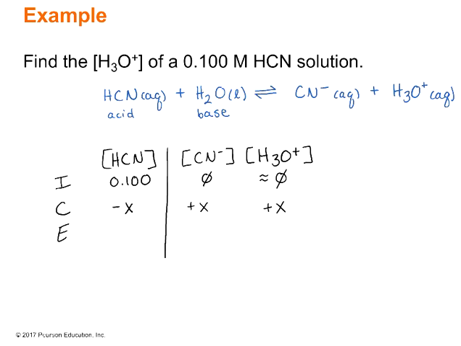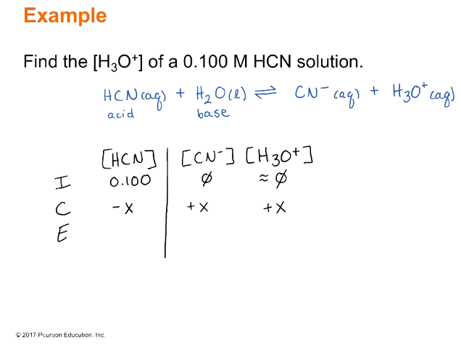And here, everything reacted in a 1-to-1 ratio, so we don't have to take into account stoichiometry. However, remember that if you do have, let's say, a 2-to-1 ratio between a reactant and a product, you do want to take that into account in your change.